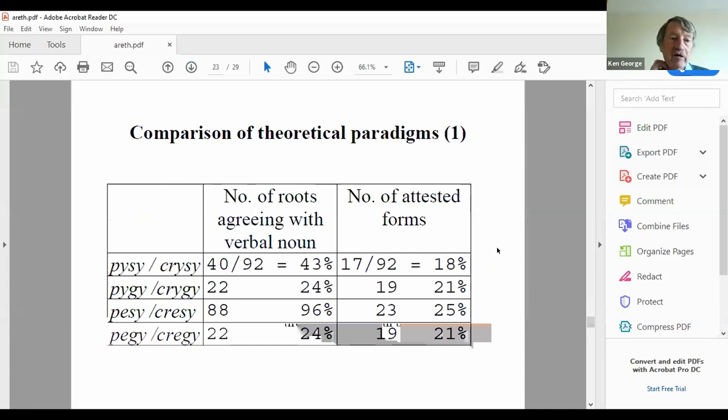Now, if we compare now the theoretical paradigms, we find how many roots agree with the verbal noun in the text. We find for Pizzy and Krizzy, 43%, Pidgey and Krizzy, 24%, Pezzy and Krezzy, which is the easiest form, 96%, Pedgy and Krezzy, only 24%. And if we look at the number of attested forms, they're all very low, we find Pezzy and Krezzy, again, scores highest.